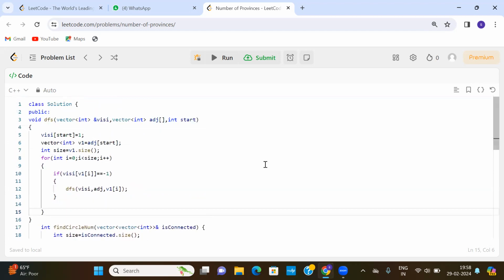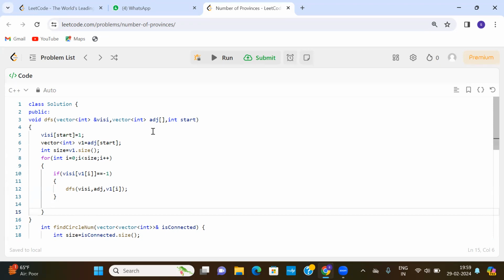When the function of DFS will be called, see what is going to happen. In DFS, we have passed our visited array, we have passed our adjacency list, and we have passed that particular index which is not yet visited. The very first step, whenever we enter the DFS function, is that we are going to mark it as visited, that is visited at the index of start equals to 1. After that, we are going to take out all the vertices with which that particular node is connected.